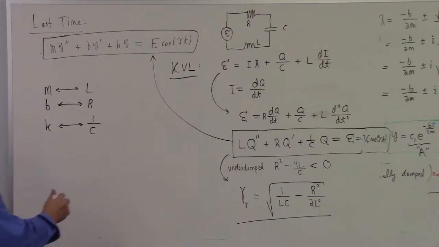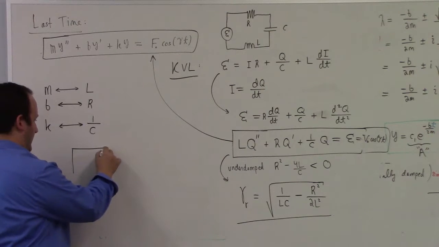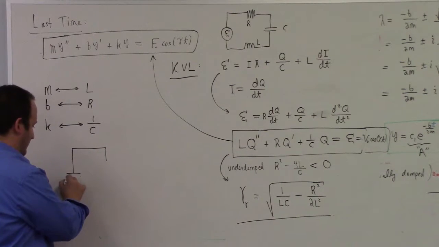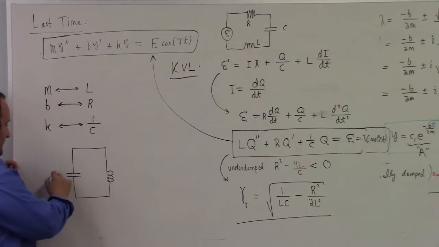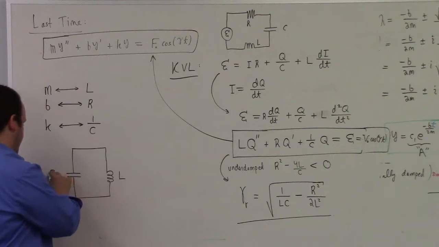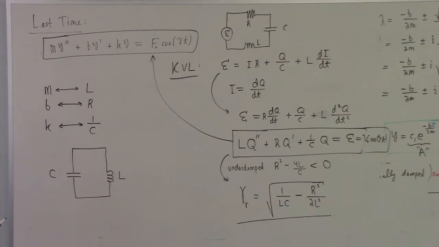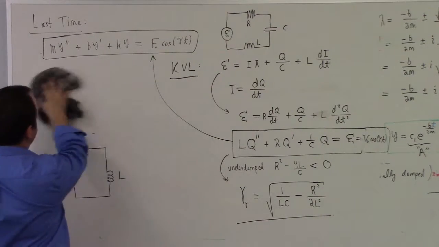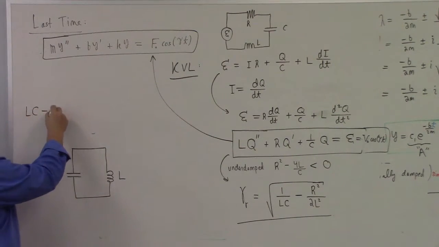So, by the way, guys, if you just have an inductor and a capacitor in a circuit like this, this is called a so-called LC tank, right? Let's think about that for a minute or two. So here's an LC tank.